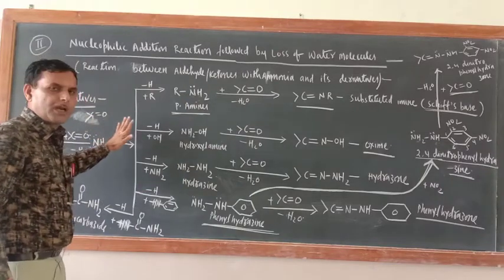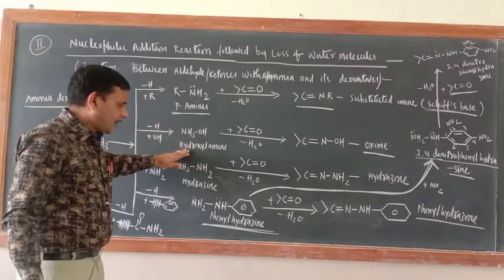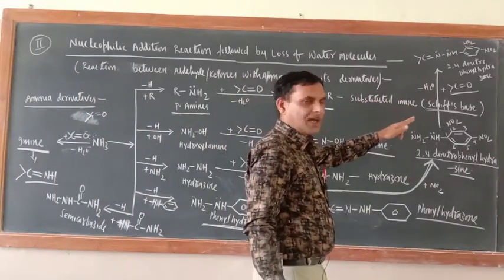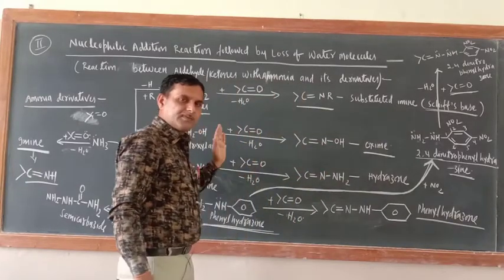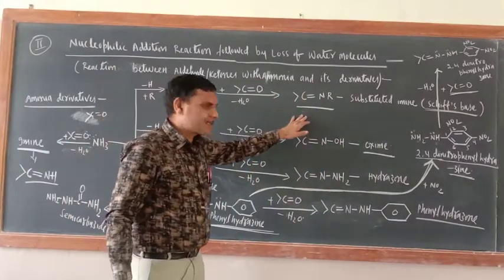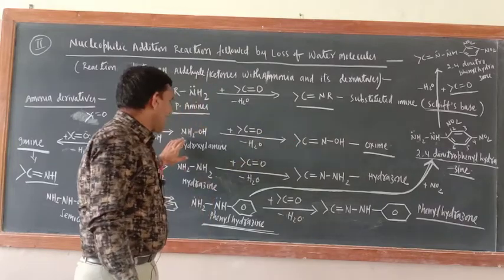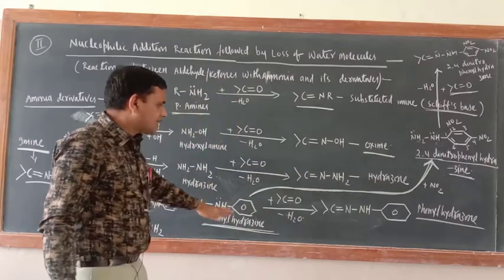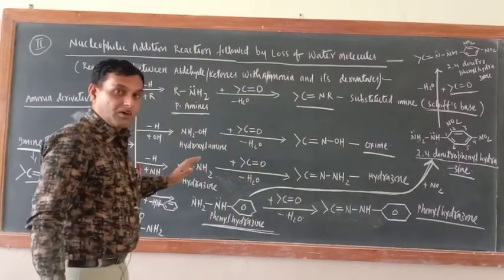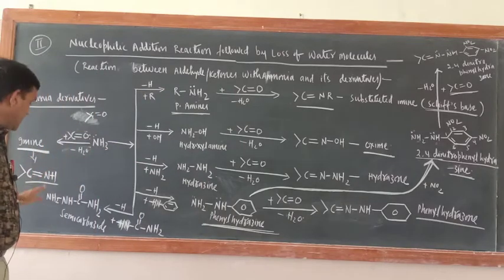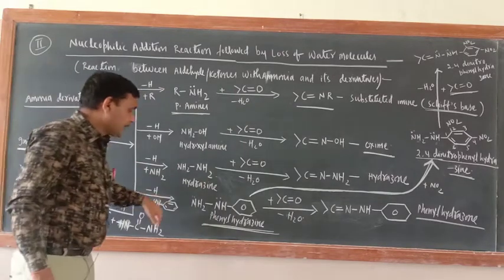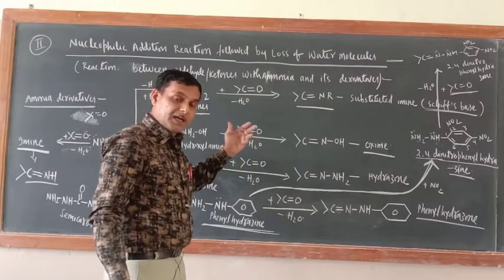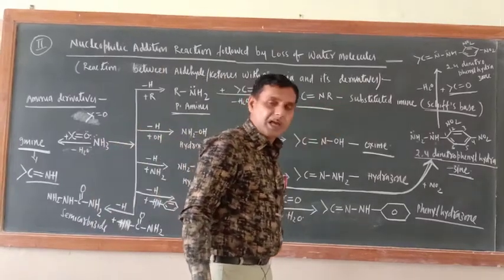So what are the names of ammonia derivatives? Primary amines, hydroxylamine, hydrazine, phenyl hydrazine, 2,4-dinitrophenyl hydrazine. And what are the names of the products when they react? Primary amines product is substituted imine or Schiff base. Hydroxylamine product is oxime. Hydrazine product is hydrazone. Phenyl hydrazine product is phenyl hydrazone. Now ammonia product with aldehydes and ketones is imine, and 2,4-dinitrophenyl hydrazine product with aldehydes and ketones is 2,4-dinitrophenyl hydrazone.